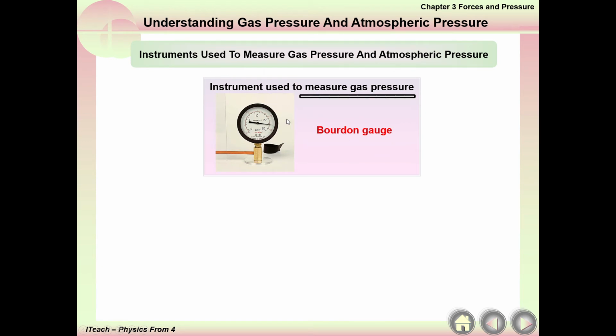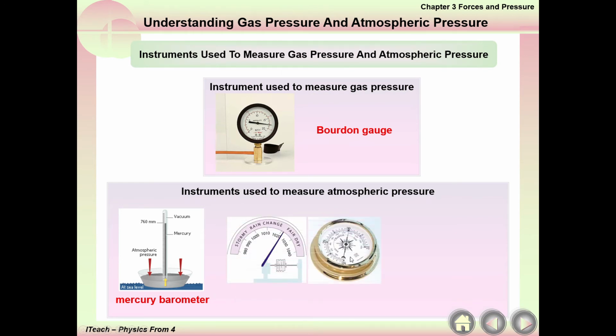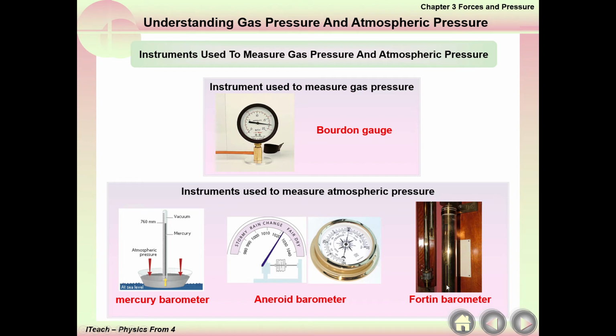Instruments used: Bourdon gauge, and for atmospheric pressure, mercury barometer, aneroid barometer or floating barometer.